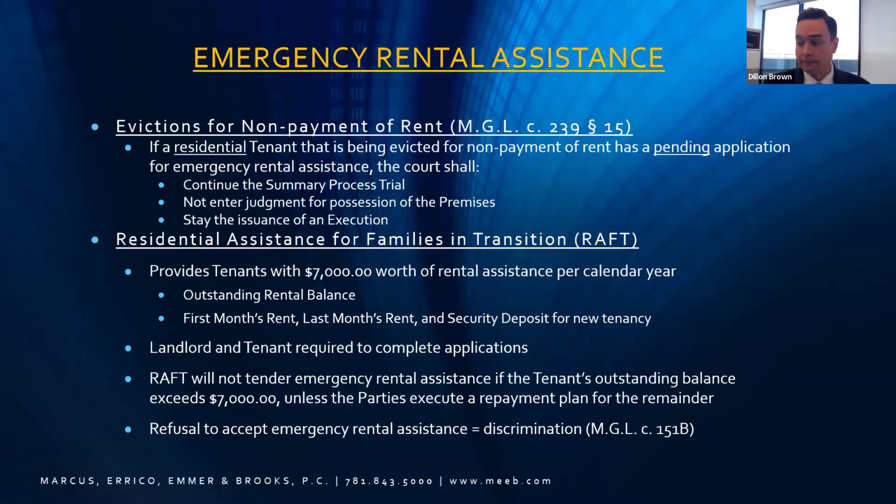So the most popular subsidy provider, the organization that provides this emergency rental assistance, is a state program known as the Residential Assistance for Families in Transition program, the RAFT program. What RAFT does, and they receive funding from all over the state and other organizations, is provide tenants with up to $7,000 of emergency rental assistance within a 12-month period, which means that by the time the first assistance is issued to that tenant, they can't get more than $7,000 within a 12-month period.